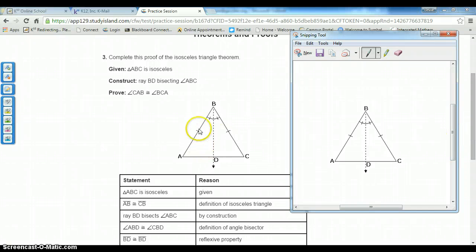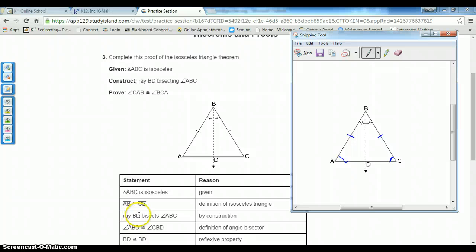Isosceles, so that means that these sides are congruent. That's what isosceles means. It means that these angles are congruent. And that's what it says here. AB is congruent to BC. That's the definition of an isosceles triangle.